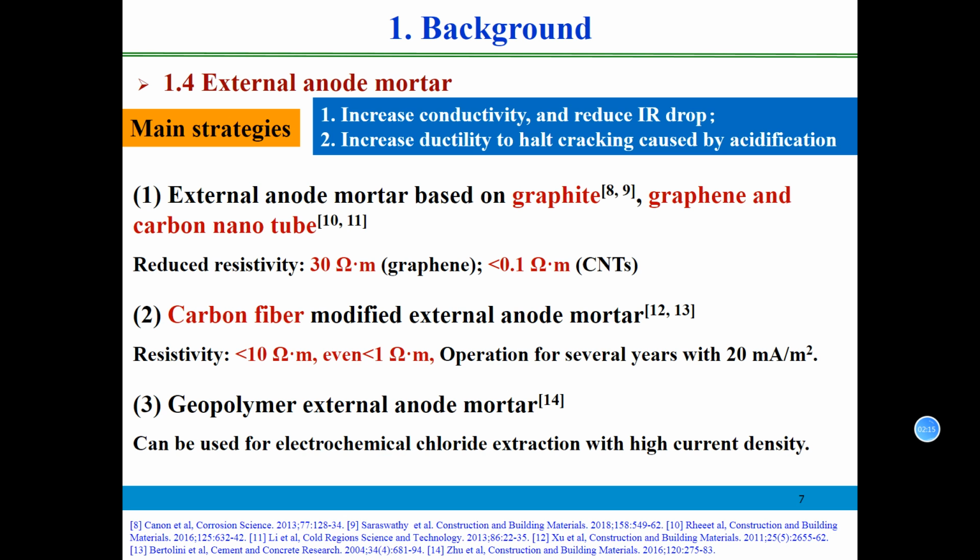The optimization of the external anode mortar was mainly focused on improving either its conductivity or mechanical properties in the reported studies. Different conductivity-enhancing components were used to improve the conductivity of the external anode mortar. Among them, carbon fibers were the most reported and applied one due to their superior conductivity. Geopolymer-based external anode mortar was also proposed to increase its mechanical property. However, to our best knowledge, the improvement related to the acidification resistance of the external anode mortar was not reported.